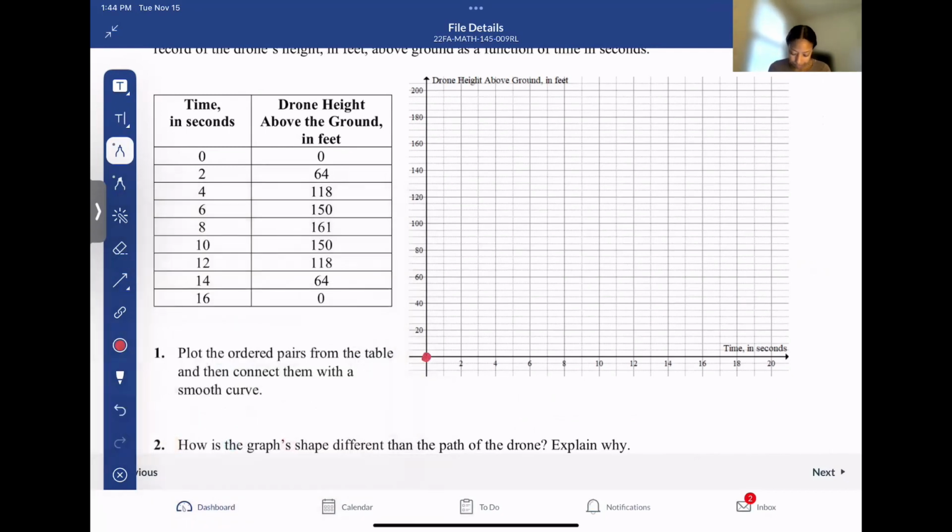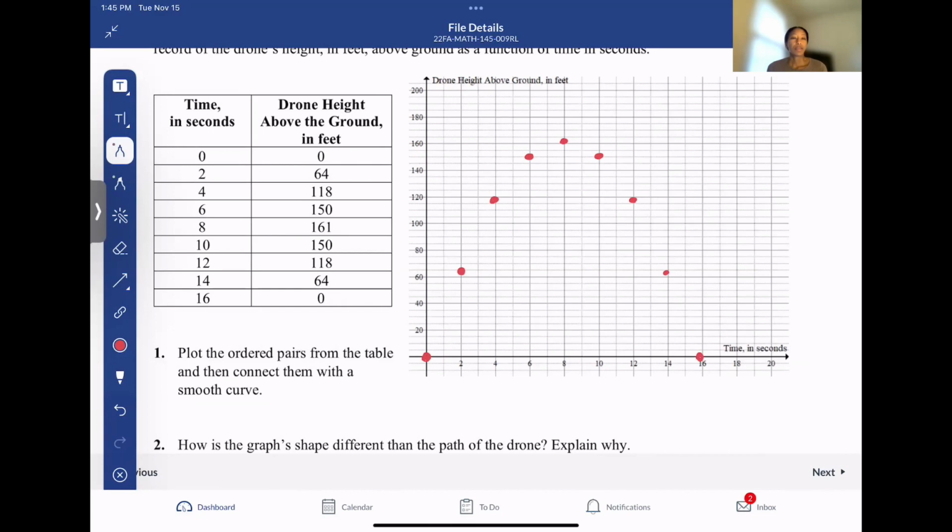0, 0, 2, 64. That's about here. 4, 118. That would be about here. 6, 150. That's here. 8, 161. And then 10, 150. What's next? 12, 118. 14, 64. And 16, 0.